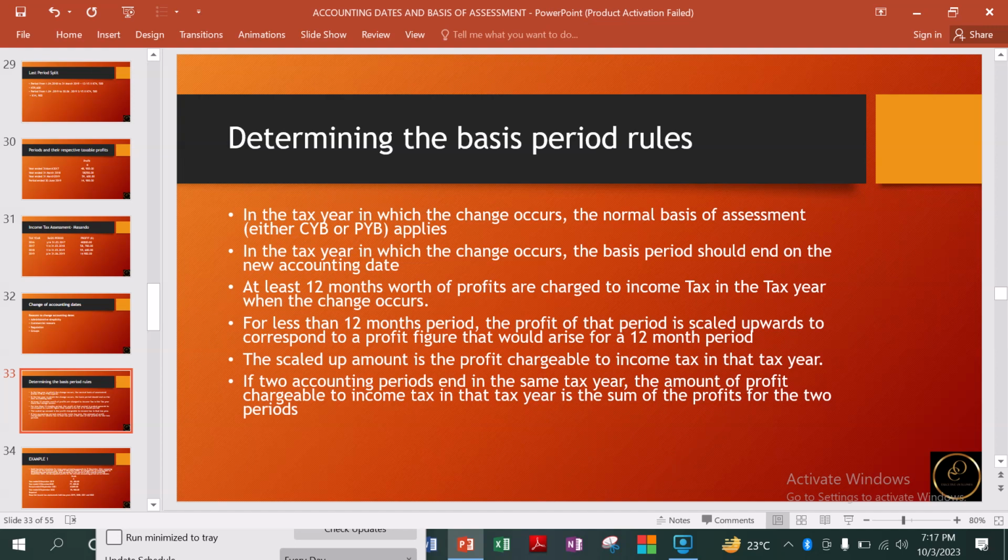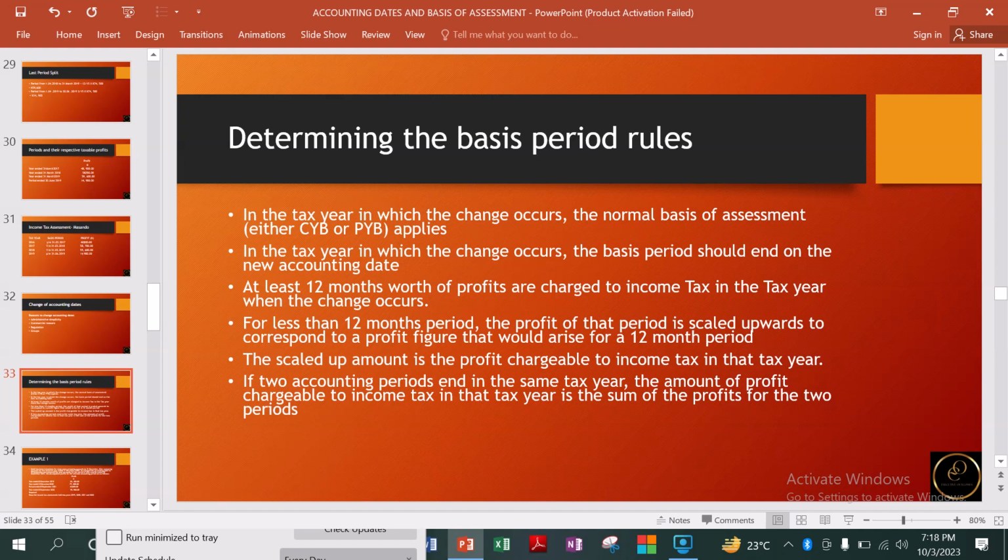The scaled up amount is a profit chargeable to income tax in that tax year. Okay? So the scaled up amount is the one which is going to be chargeable to income tax in that tax year. Another important point to take note of is that if two accounting periods end in the same tax year, the amount of profit chargeable to income tax in that tax year is the sum of the profit for the two periods.